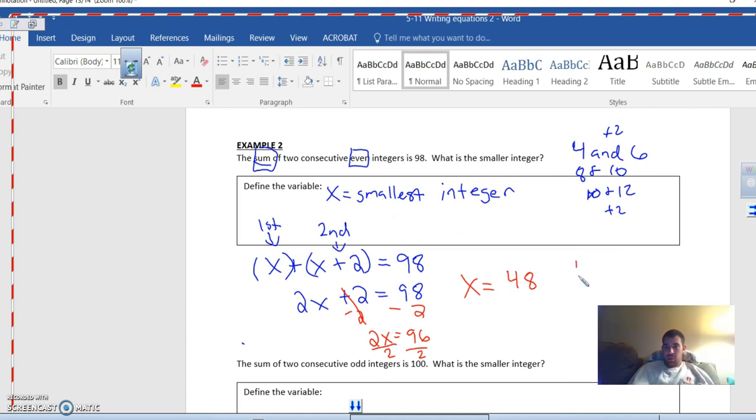So what would be our integers? Remember, they're consecutive even integers. So if 48 is our smaller integer, what's the next? Plus 2. Remember, plus 2 would be the next even integer. So that would be 50. 48 plus 50 is 98.